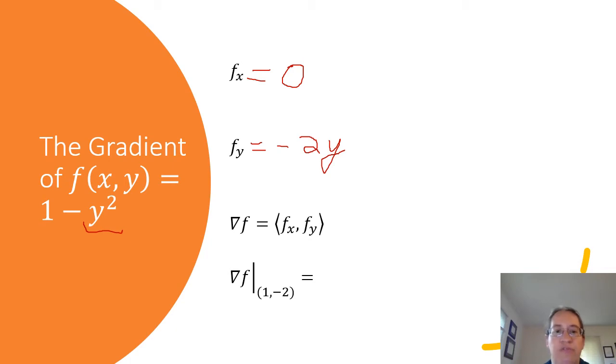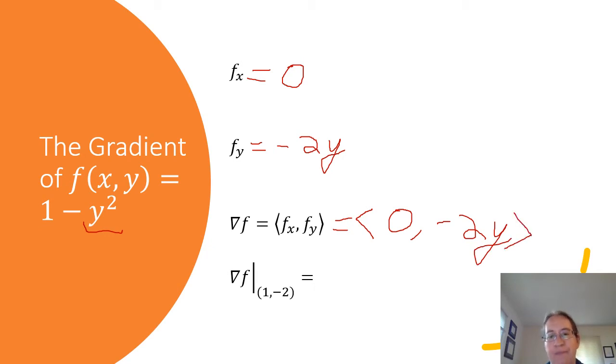Okay, so once you've figured out what the partial derivatives are, if you want to write down the gradient, all you have to do is write down, okay, angle brackets, 0, comma, minus 2y. All right. Now, this is a formula right here, this line that I just finished writing, that gives you the gradient at any point, x comma y.